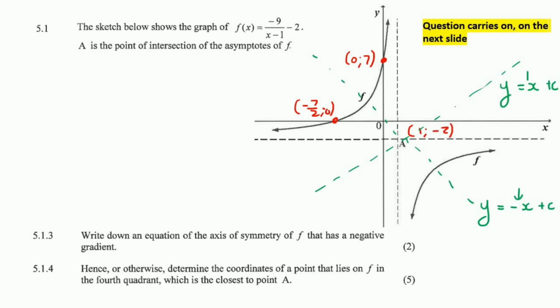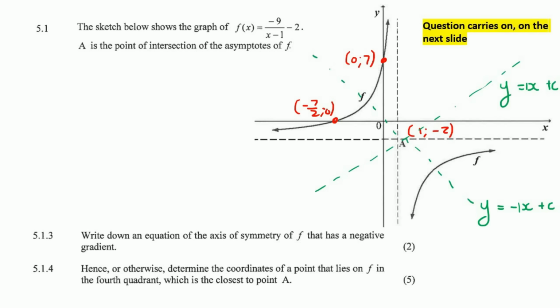See how I've got a negative 1 there? You can fill in the 1 if you want, and then this one always has a positive 1. That's always the case with hyperbolas. Now, they've asked us, write down an equation of the axis of symmetry that has a negative gradient. So they want this one.